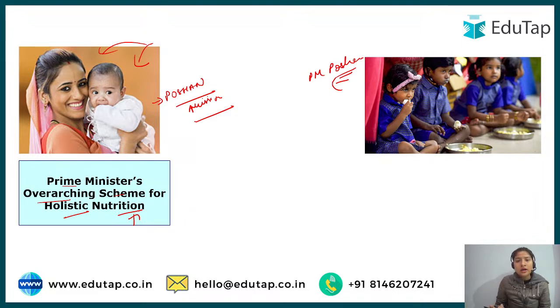He'll not be able to give all the facilities to the family, to the wife, and then this cycle will continue, because the wife will again give birth to a newborn baby, right? So that is why we have to focus on women and child development, and that is why this Poshan Mission was launched for holistic development.